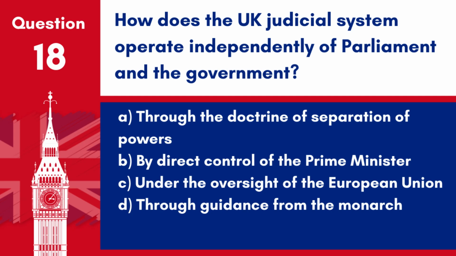A. Through the doctrine of separation of powers. B. By direct control of the Prime Minister. C. Under the oversight of the European Union. D. Through guidance from the monarch. Answer: A. Through the doctrine of separation of powers. The UK judicial system operates independently of Parliament and the government through the doctrine of separation of powers, ensuring checks and balances within the system.